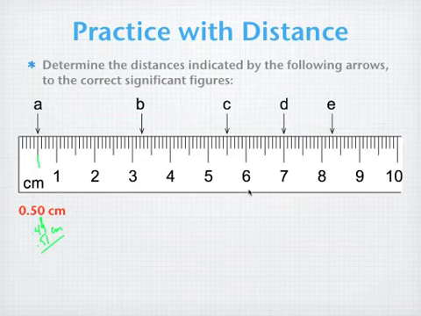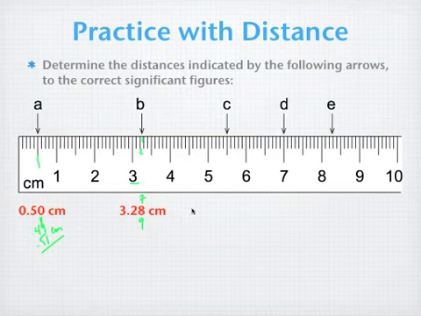For B, I'm saying 3.28 centimeters. I know the 3 for certain. I know the 0.2 for certain. In between there, where is that B? I'm estimating 3.28. Anywhere between 3.27 and 3.29 is probably a very reasonable estimate as well.